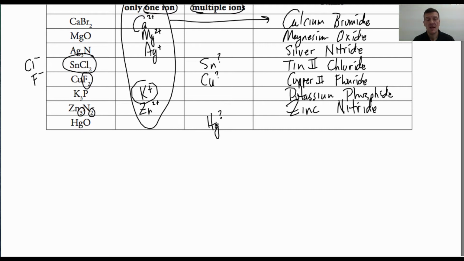Mercury, multiple options. Well, oxygen is always a -2. I memorized that. So this is a 1:1 ratio. So the mercury must be a 2. So mercury 2 oxide. Okay?